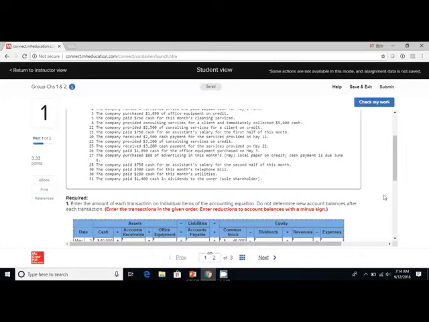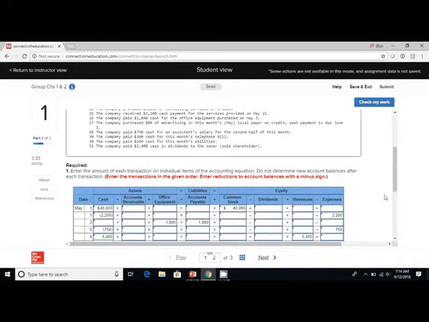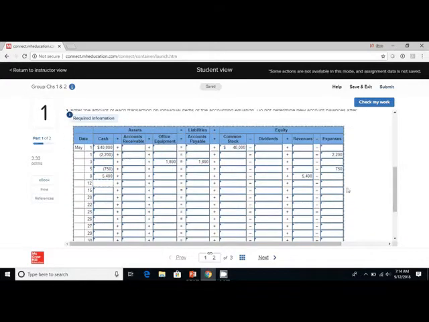Moving up to the 12th, the company provided $2,500 of consulting services for a client on credit. Okay, well, I can't really follow the cash, but I know this part. I did services for a client. That's $2,500 in revenues. But what does it mean when a client owes me? Hopefully you're already thinking accounts receivable, $2,500.